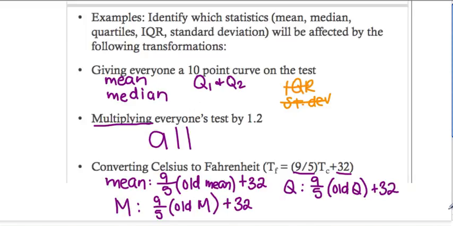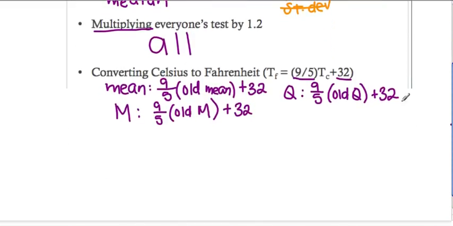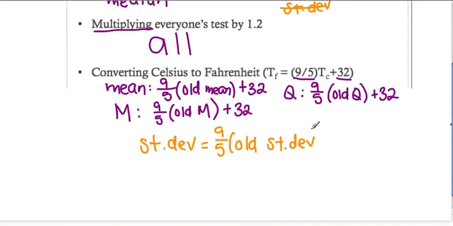However, when I look at the IQR or when I look at the standard deviation, it's not going to be like that. Because remember, this additive term right here does not affect the measures of spread. So for the standard deviation is going to be 9/5 times the old standard deviation, because that multiplier does affect the spread, and that's it. And the IQR, the interquartile range, is going to be 9/5 times the old IQR. And that's it.